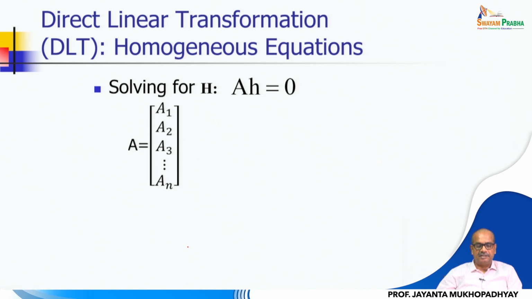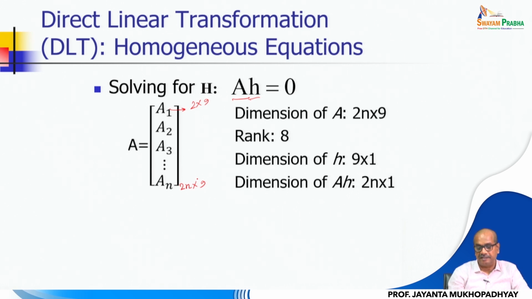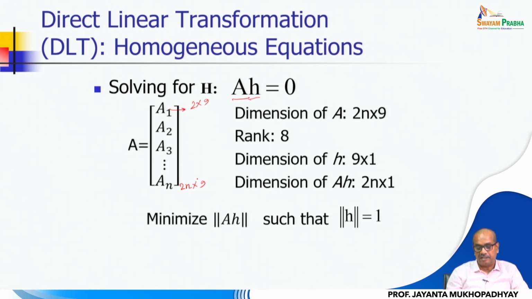In that case, as you understand, this matrix A always contains a stack of all these 2 cross 9 submatrices. Each one is of 2 cross 9, like the previous one, because H is of 9 cross 1. So the dimension of this matrix is 2n cross 9. I can rewrite these equations in this form. But now, since it is homogeneous, AH equals 0.